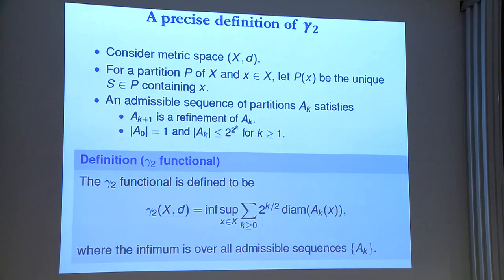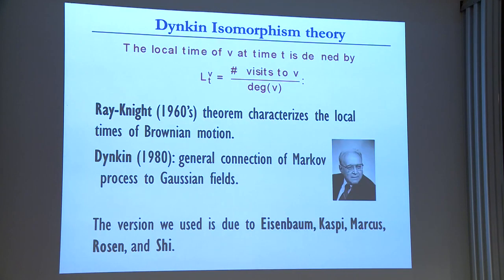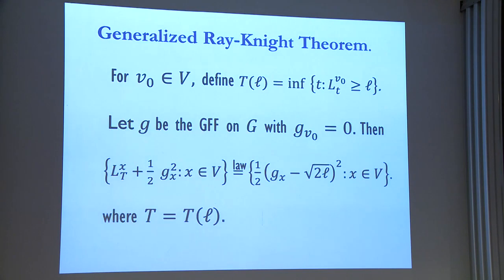Okay, so I'm going to skip the definition of the Gauss gamma 2 functional and say that the crucial element of the proof, which also has a strong French connection, is this Dynkin isomorphism theory, specifically a theorem due to Eisenbaum, Nathalie Eisenbaum, Kaspi, Marcus, Rosen, and Shi, so at least 2 Parisians there. And this is an amazing theorem that relates the local time of a process to a Gaussian field, and in our case, to a Gaussian free field.